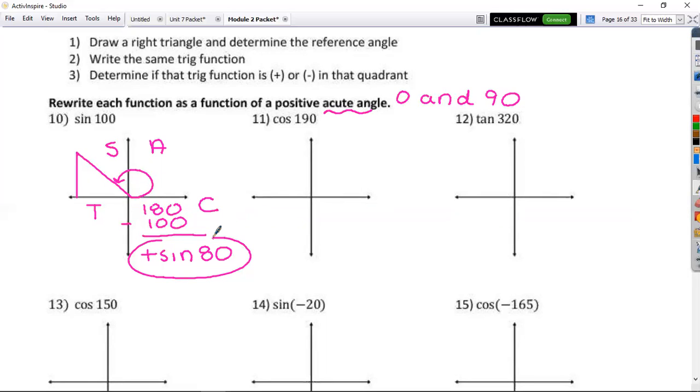So 190. So 190 is going to go all the way into the third. So I'm going to do 190 minus 180, which is equivalent to the cosine of 10 degrees. I'm going to do ASTC. And what do we need to put in front of cosine? Awesome, a negative.